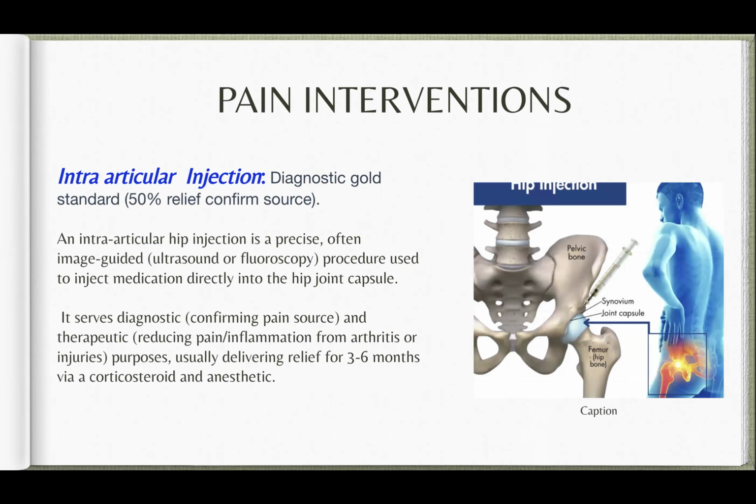Pain interventions: intra-articular injection, the diagnostic gold standard, which can be seen in 50% relief and confirmatory source. An intra-articular hip injection is a precise, often image-guided, ultrasound or fluoroscopy procedure used to inject medication directly into the hip joint capsule. It serves diagnostic, that is confirmation of pain source, and therapeutic purposes, reducing pain or inflammation from arthritis or injuries, usually delivering relief for about 3 to 6 months via corticosteroid and an anesthetic.